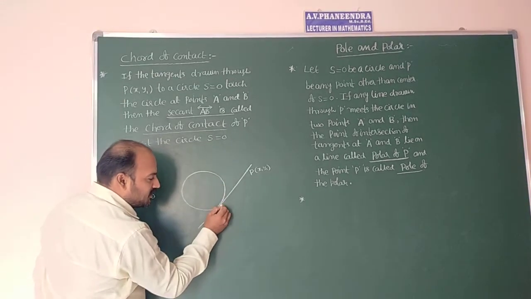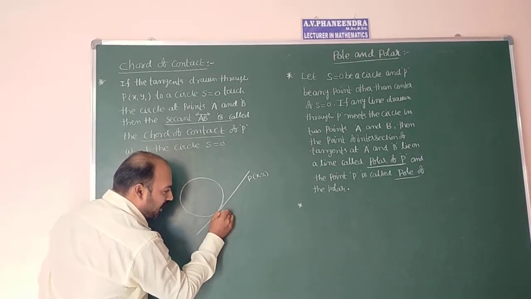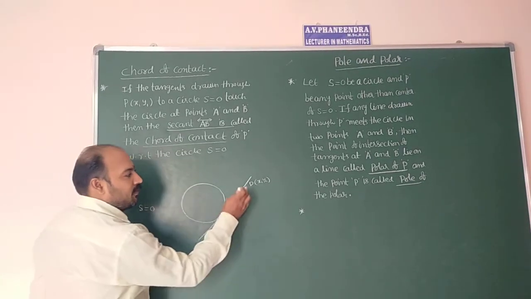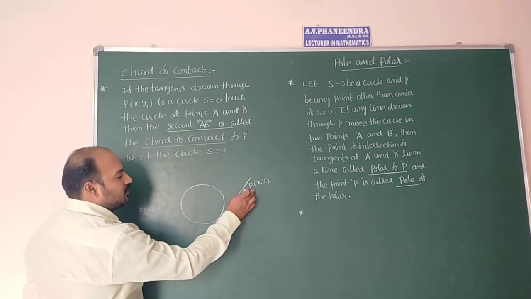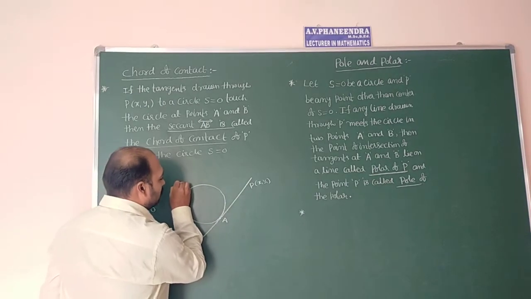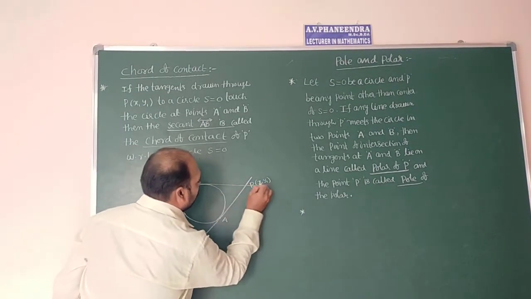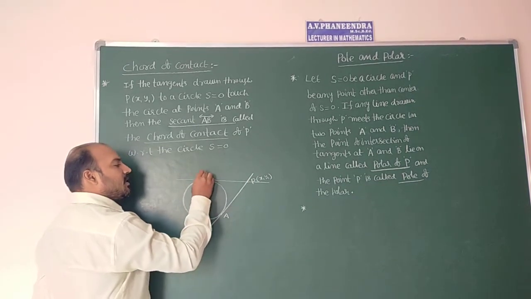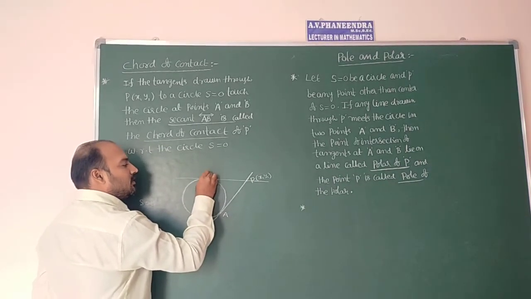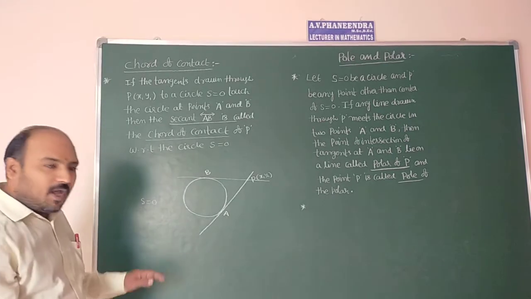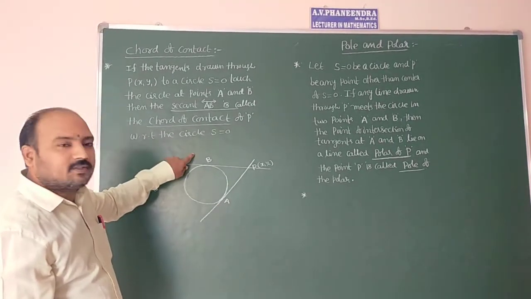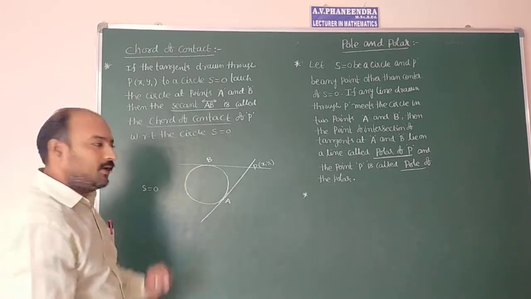This line touches the circle at the point A, and draw another tangent from point P to the circle. This touches the circle at the point B. The line joining the points of contact of these tangents is called the chord of contact.